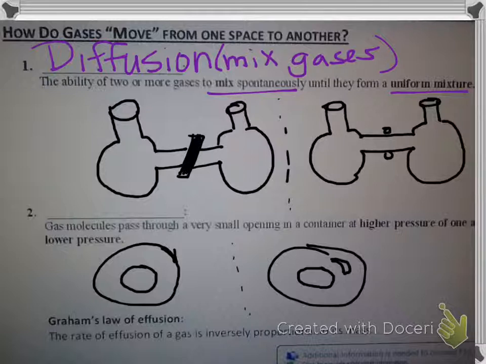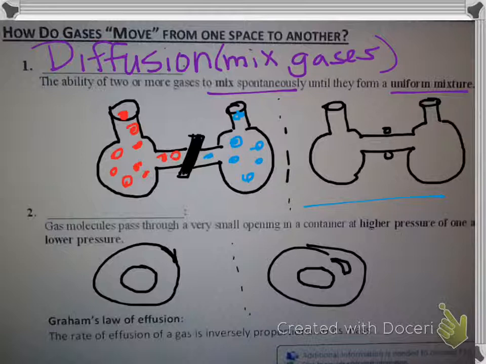So let's say I have one type of gas in one container, and in the other container I have a different gas. Now, the two gases are in different containers held apart. When I open the stopcock, that is, when I open it up to where there's no barrier between the containers, what happens? Well, it takes time for the two gases to mix or to diffuse until you have a homogeneous mixture, or a uniform mixture, throughout the entire container.